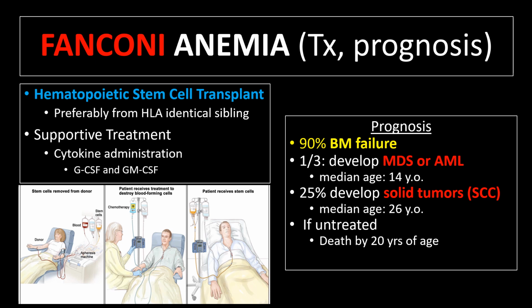Another striking characteristic of Fanconi anemia is the development of solid tumors. 25% will develop solid tumors, most commonly squamous cell carcinoma of the head and neck, anogenital region, and the skin. So take note, 25% of Fanconi anemia patients will develop solid tumors at the median age of 26 years old. If Fanconi anemia is left untreated, death usually occurs at 20 years of age.